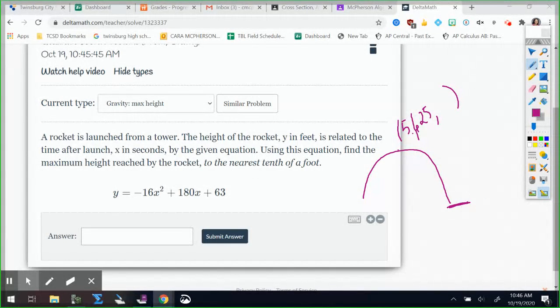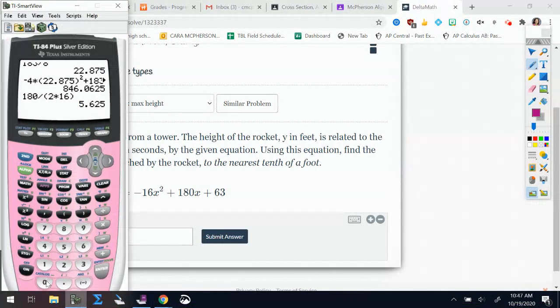So now to use my calculator, I'm going to type in 5.625 everywhere I see x. So I'm going to have negative 16. And then I do tend to use parentheses. You really don't have to in this case, but just in case, especially if it's a negative number, the parentheses are really important. And then plus 180 times 5.625. And then plus 63. And this is going to be the height.